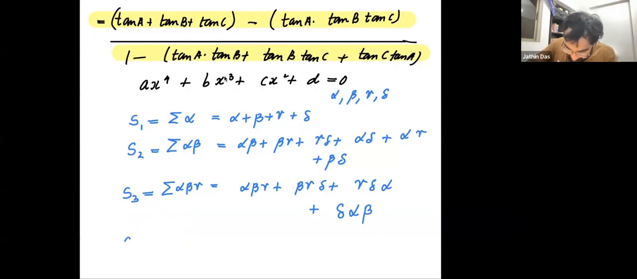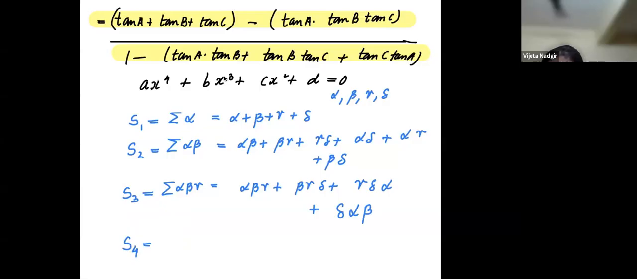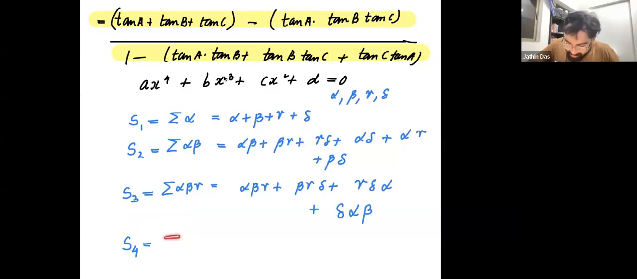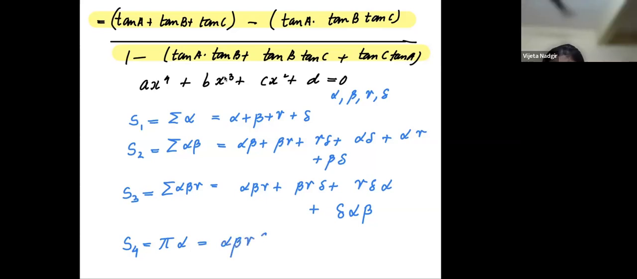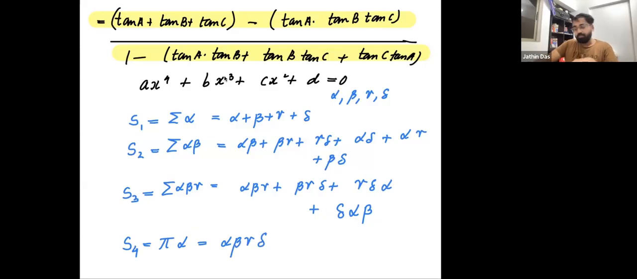Okay. Now, S4 means it is not sum. Why? Because already there are only 4. So S4 matlab it's a product. When the total number of roots is 4 and you're taking S4, that means it's the product of all the 4. Sigma alpha, right? Pi alpha. It means alpha, beta, gamma, delta. This much is clear? Yeah.